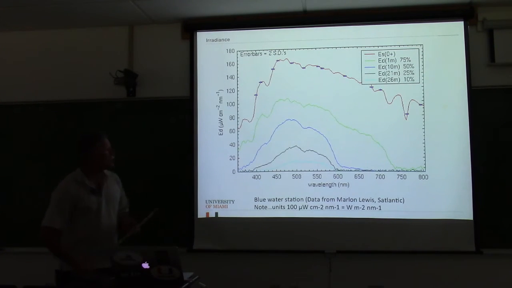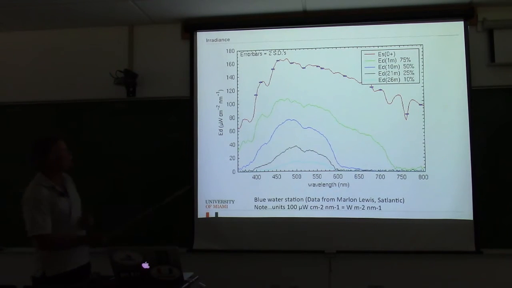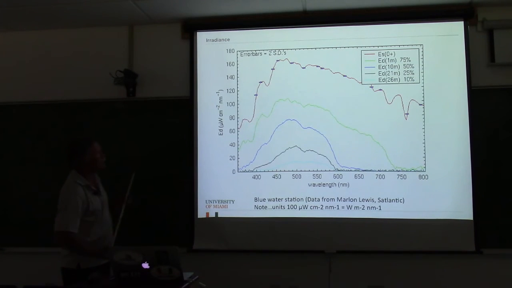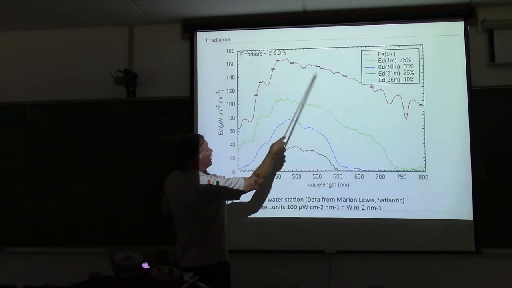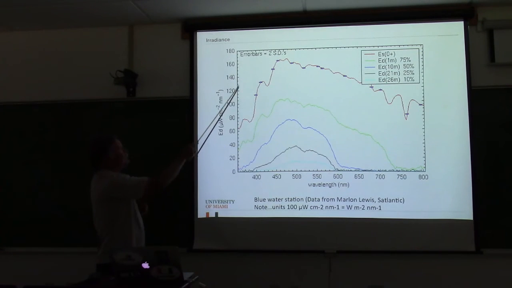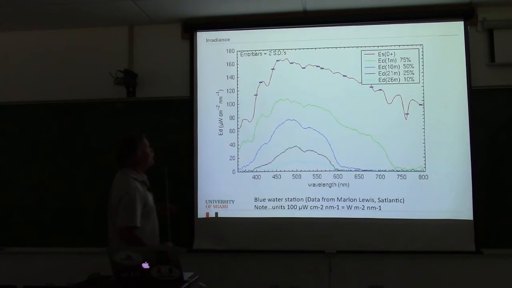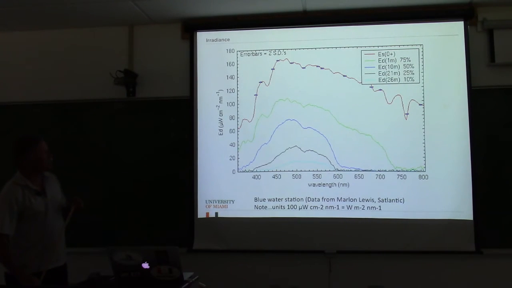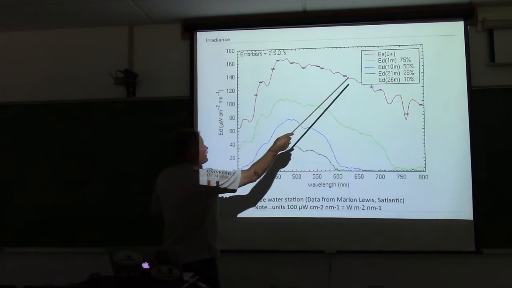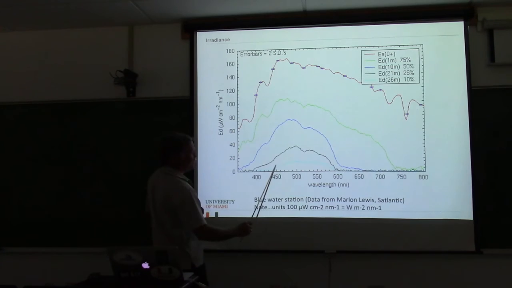Okay, and in terms of what irradiance numbers look like, here's downwelling irradiance. The units I like are microwatts per centimeter squared per nanometer. And so at the surface, just above the surface, numbers are on the order of 100 or so in the visible range, a little bit above 100 microwatts per centimeter squared per nanometer. This is for the downwelling field. As we go to different depths, the bottom depth is 26 meters.